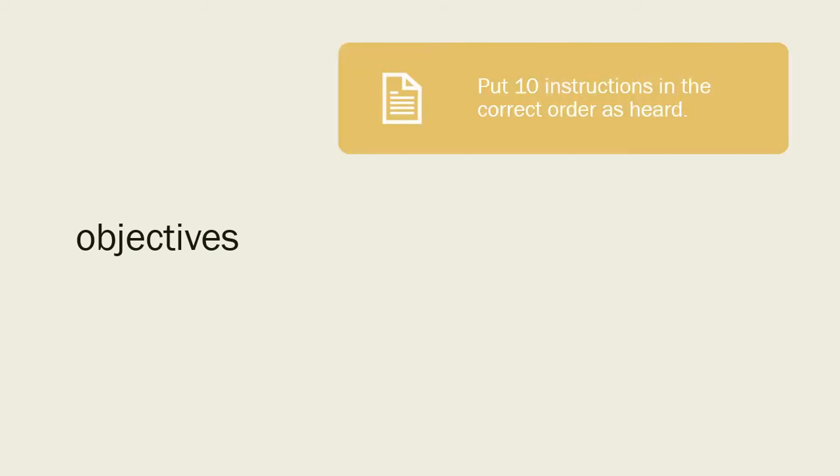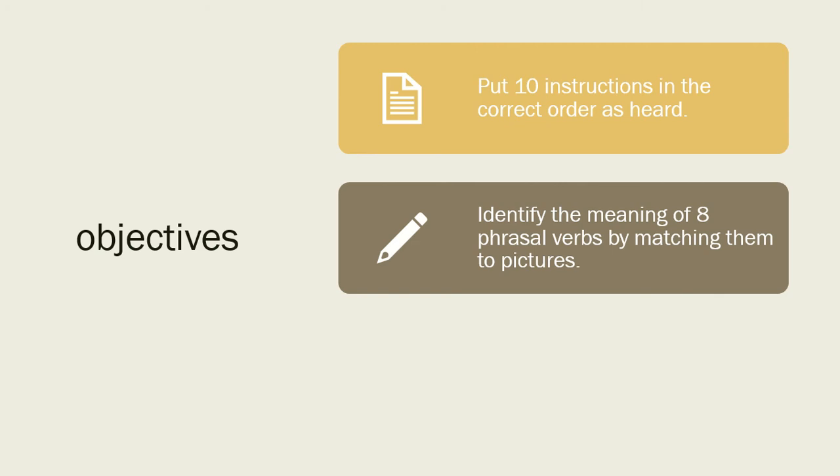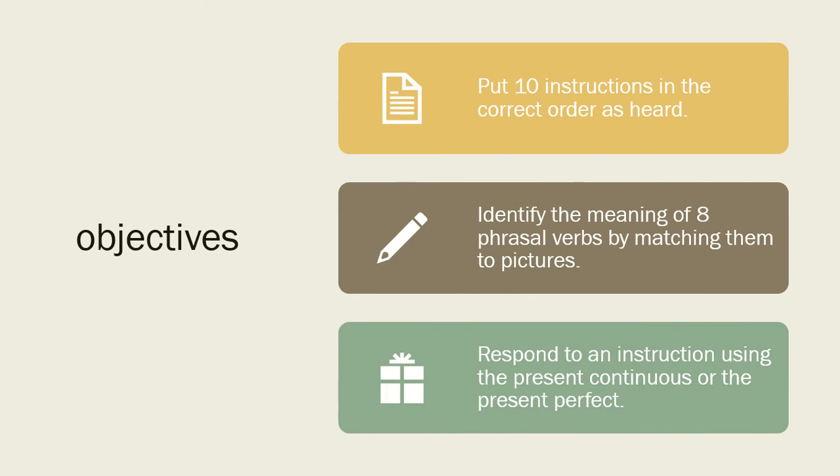So, the objective is to put instructions in the correct order as we hear them. The second objective is about vocabulary. We will identify the meaning of 8 common phrasal verbs. And the last objective is to be able to respond to instructions using the present continuous to express what we're doing, or the present perfect to express what we have done. Let's begin.